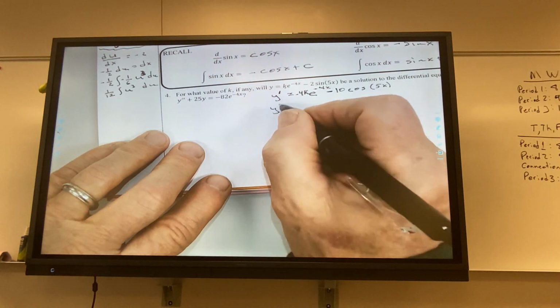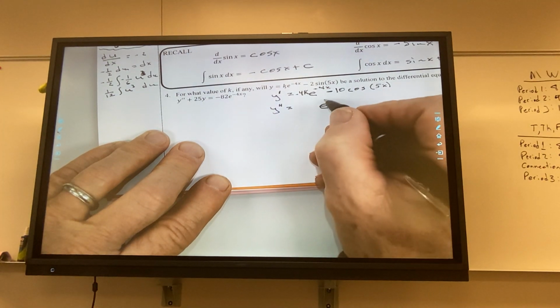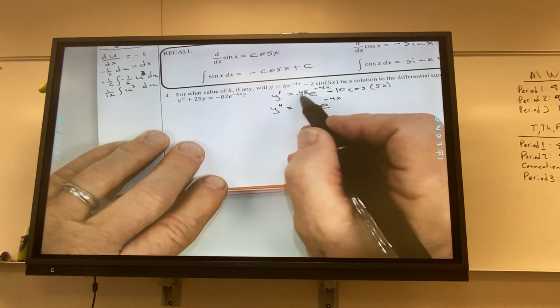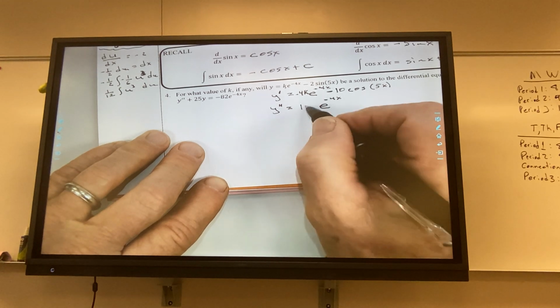Now we're gonna do the second derivative. I know I'm gonna get e to the negative 4x, right? So this negative 4k becomes what? 16k. Perfect.